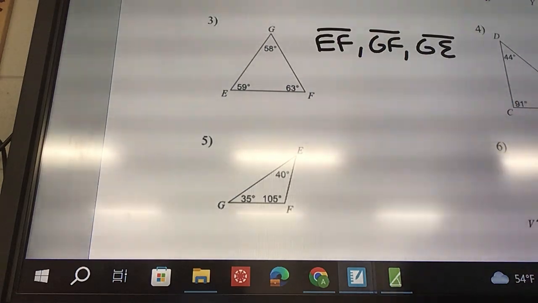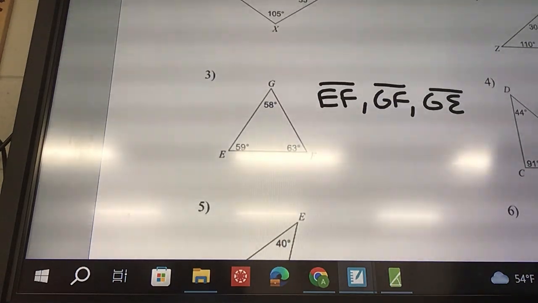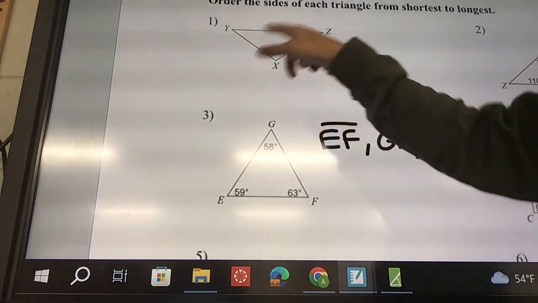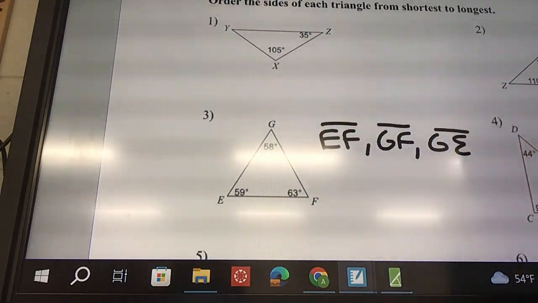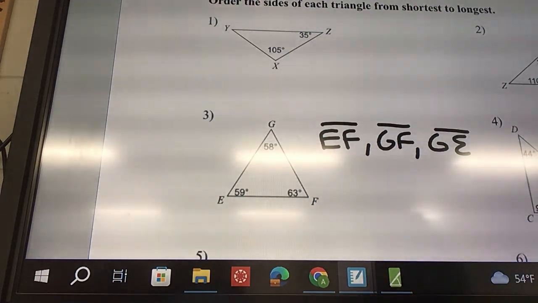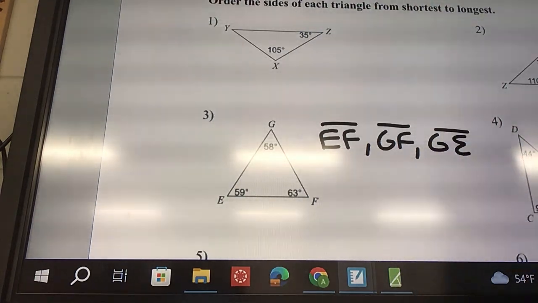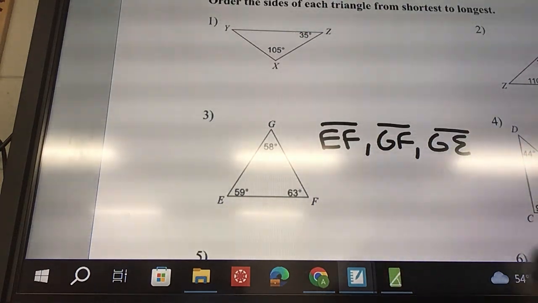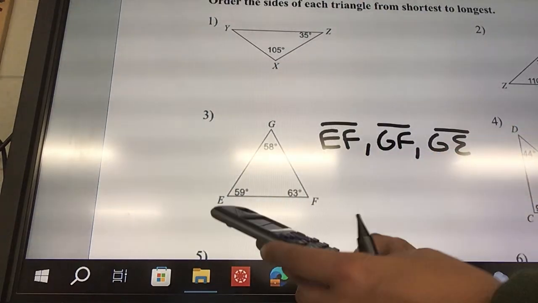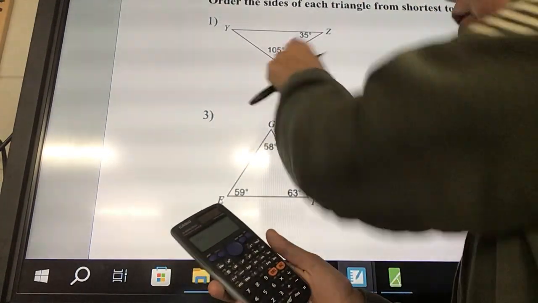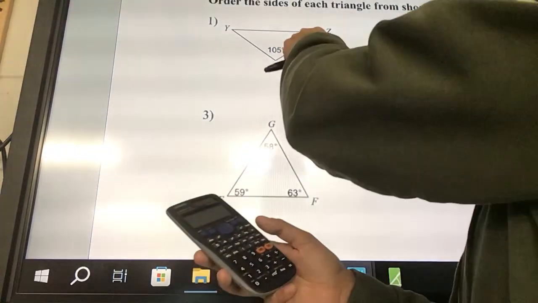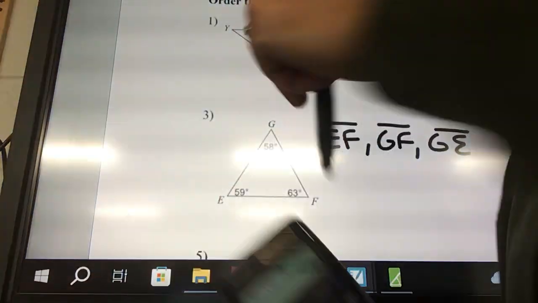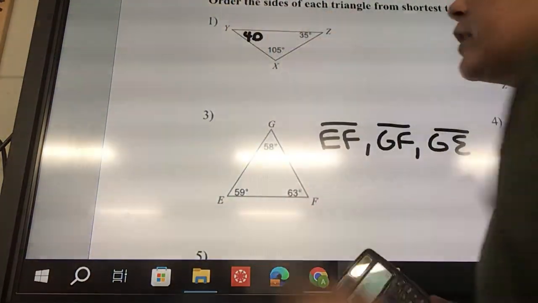Now, when you go to number 1, however, we can see here that not all 3 of the angles have numbers in there, and so you're going to have to solve. Hopefully you remember, how many degrees are in a triangle? If you were thinking or said 180, you are correct. You can do it all on your calculator. You're going to say 180 minus, well, we know one of them is 105, minus the other one, 35, and what we get is 40. So this one is 40.